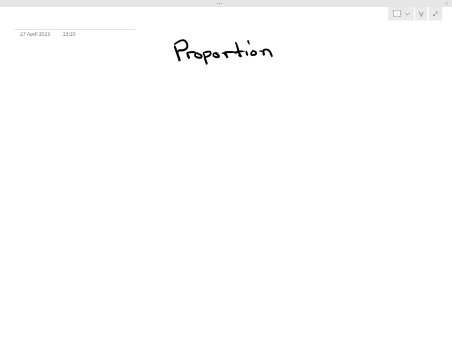Hello. Right, this one is about proportion. Now, simplistic view. There are two types of proportion. There's direct and indirect. Inverse.